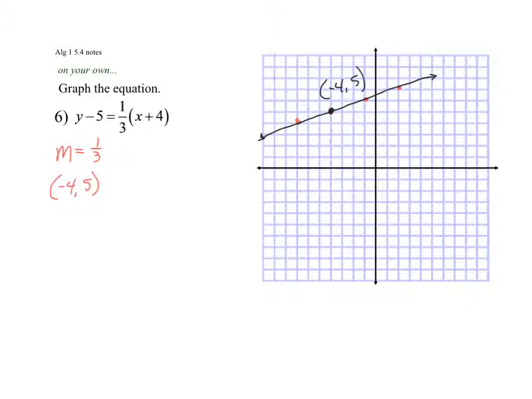All right, welcome back. Hopefully you got a graph that looks very close to mine. I got a slope of 1/3, and I used the point (-4, 5) as my beginning point because I'm in point slope form. And here's what my graph looks like.